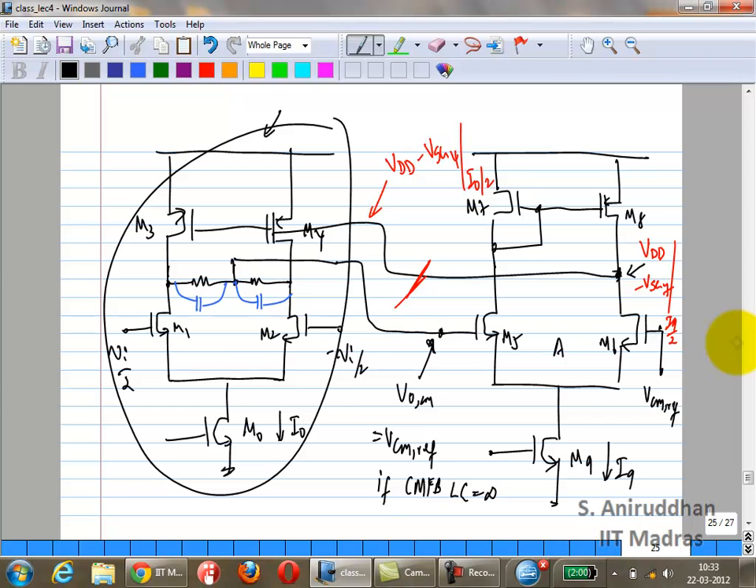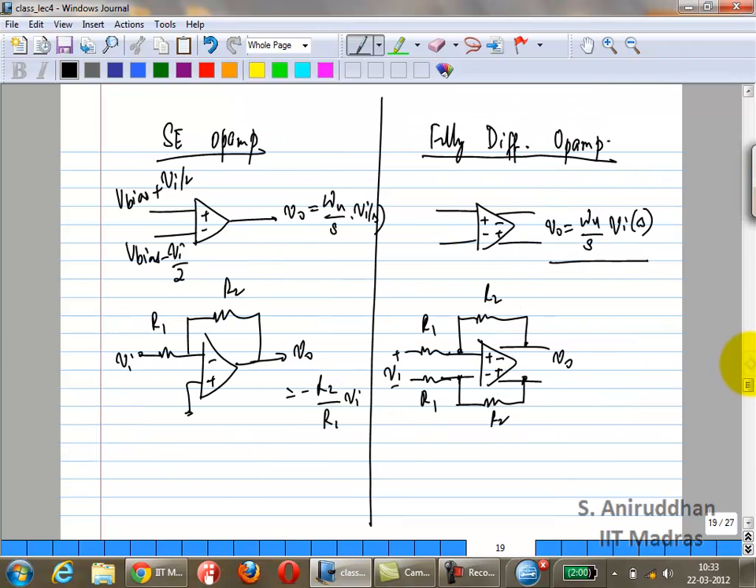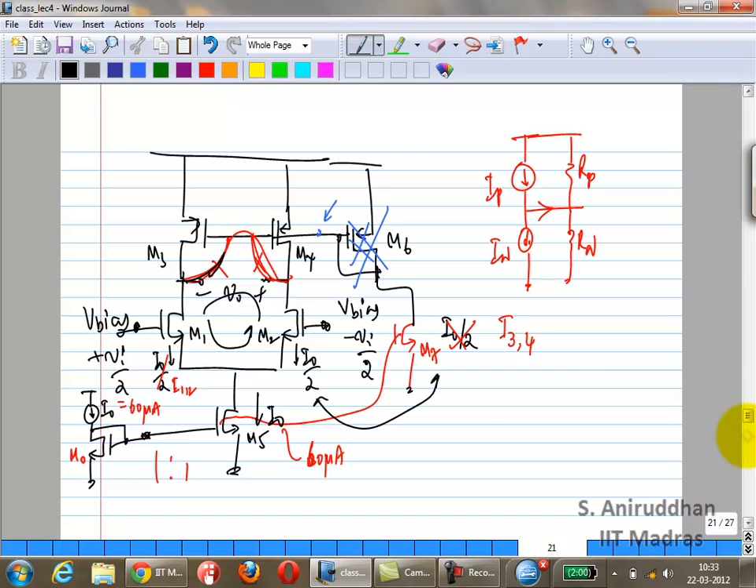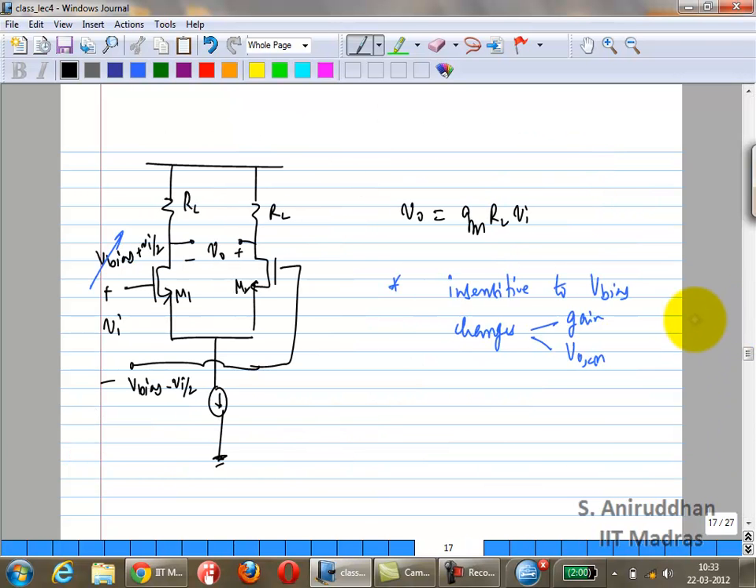How did we analyze yesterday? I thought we did something very similar yesterday. When we discussed the common mode gain of this, for example, I said exactly the same thing. You fold over one side and then find out the gain. That's the common mode gain.